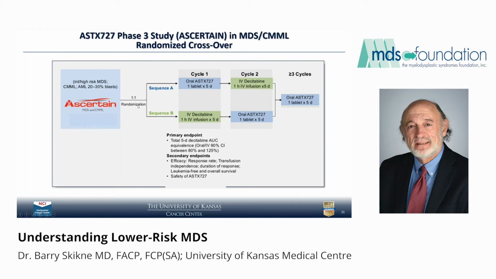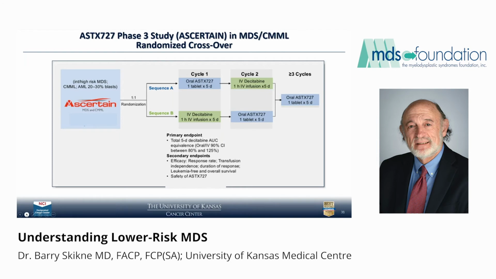And in this study, there was a 1-to-1 randomization to sequence A, which was given the oral agent in cycle 1, and then in cycle 2, they were given intravenous decitabine. And they were comparing the absorption of the oral agent to giving the drug intravenously. And in sequence B, it was just the opposite, first IV decitabine and then the oral agent. And then after the 2 cycles, they could go on with the oral agent and be treated with that.